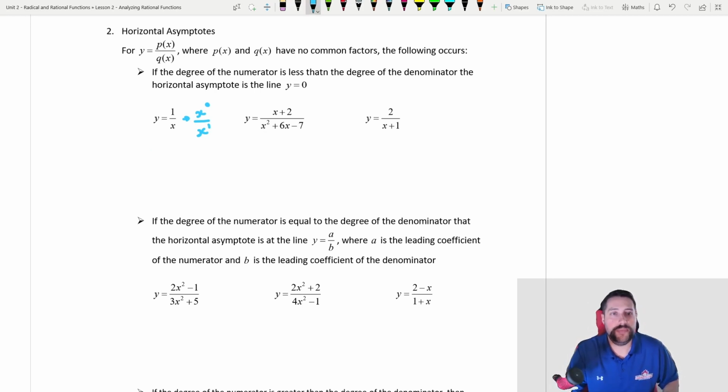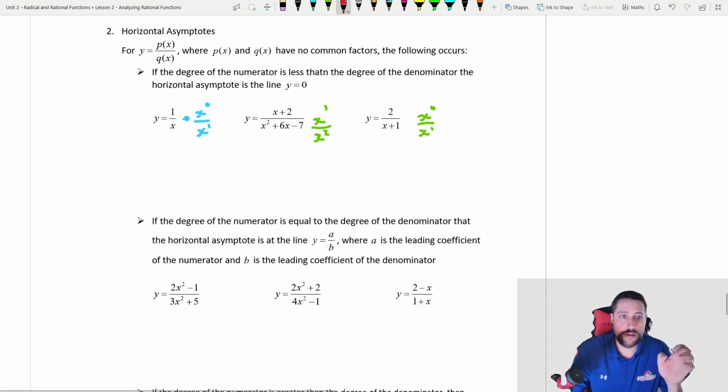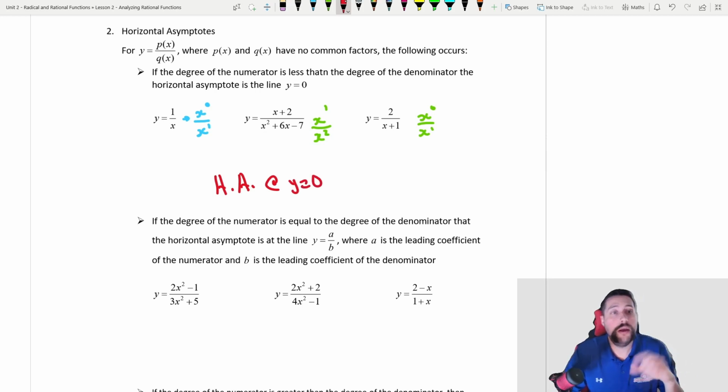The next one, again, the greatest power in the numerator is x to the power of 1, and the greatest power in the denominator is x to the power of 2. So again, the power in the numerator is less than the power in the denominator. And the last one, we have, again, x to the power of 0 over x to the power of 1. So because of this, we have a horizontal asymptote at y is equal to 0, because the degree in the numerator is less than the degree in the denominator. So you just need to look for the highest power and use those numbers, okay? So that's the first set.